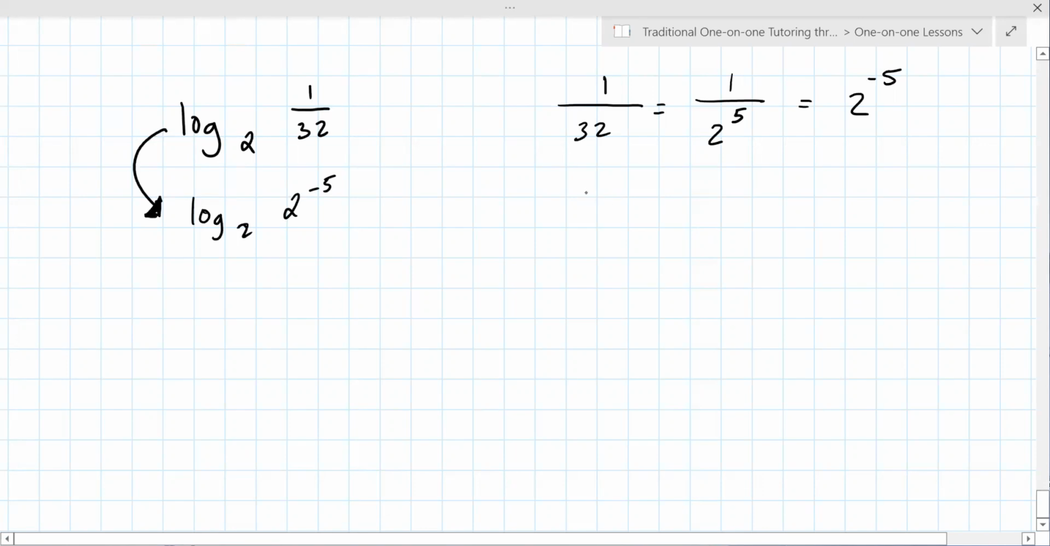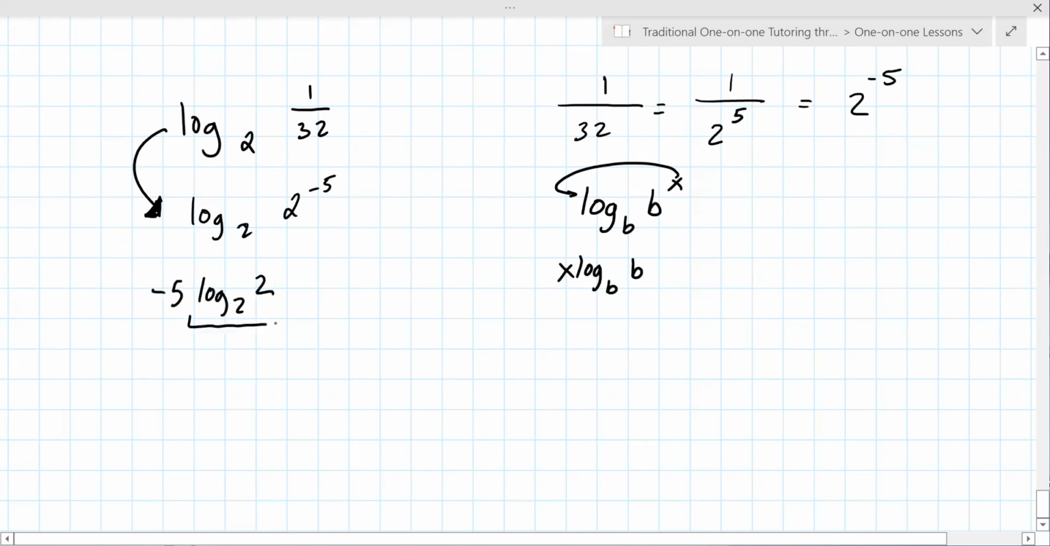And then what you're allowed to do is bring that exponent out in front. So it becomes -5 log base 2 of 2. And that is 1. So it's -5 times 1. Oh, okay.